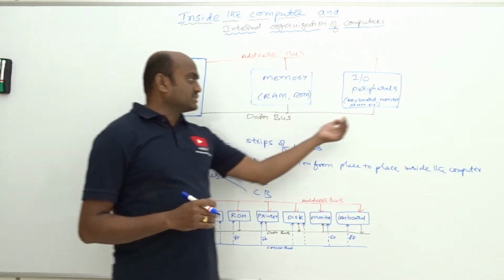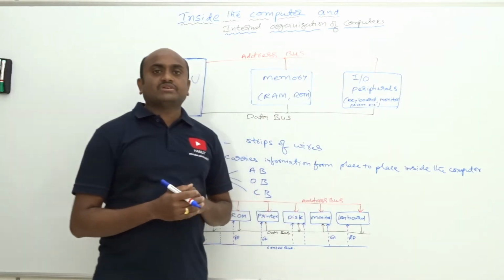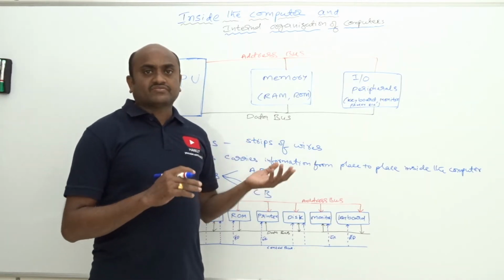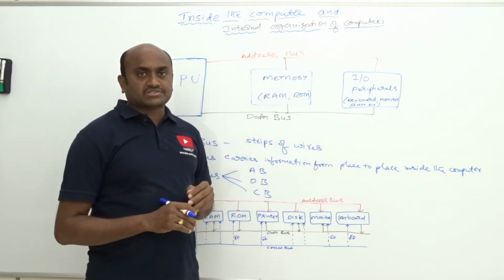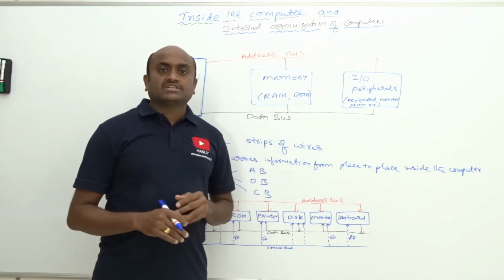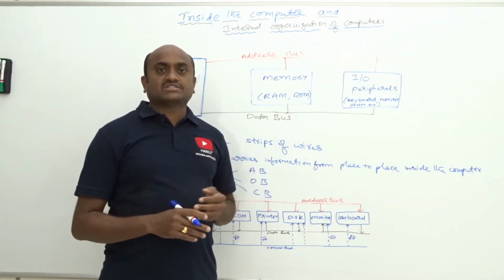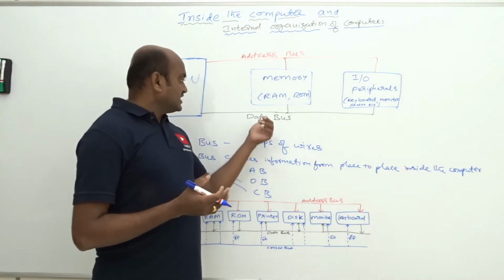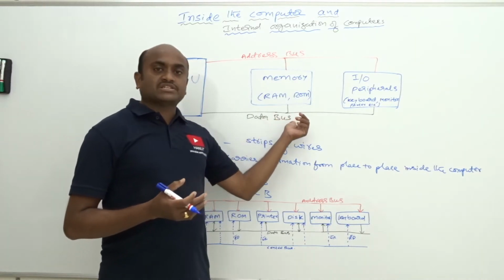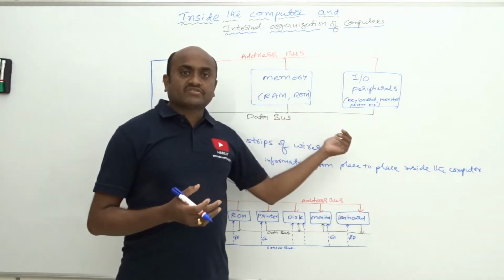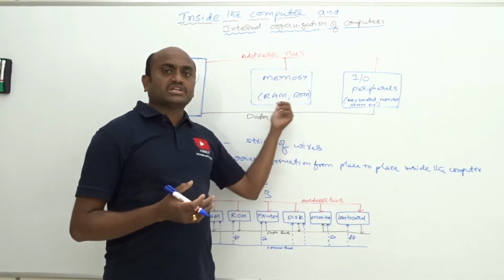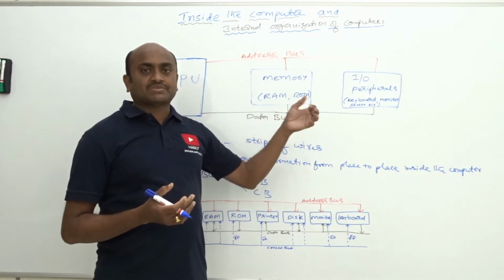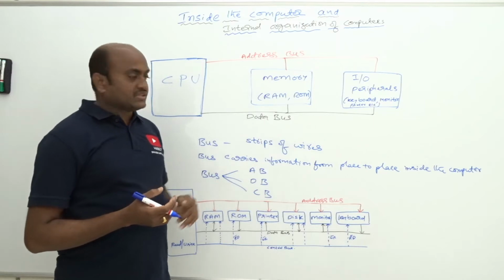Now coming to the data bus. The data bus helps us move data from one place to another inside the computer. It is just like a bus transporting people from one place to another. The data bus helps us move data from one memory location to another memory location, or from one device to another device, from one place to another inside the computer.